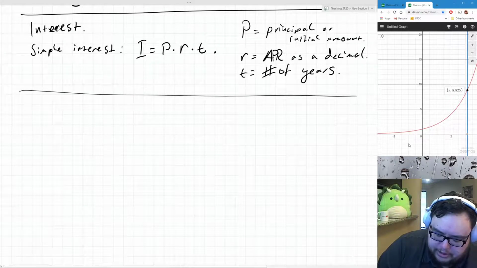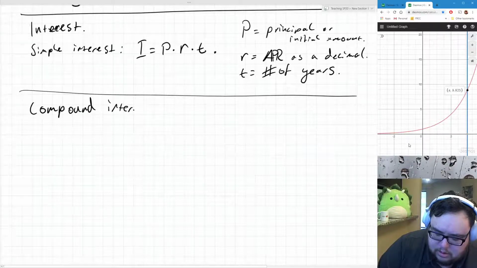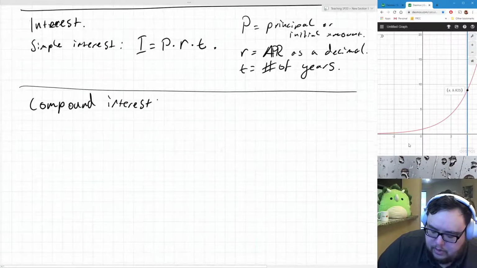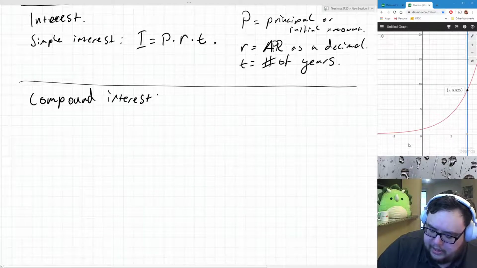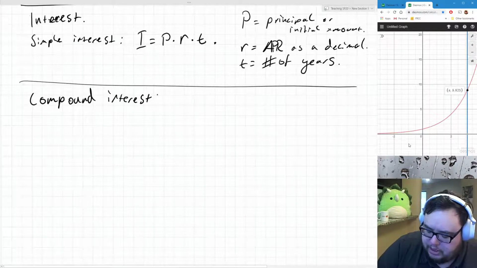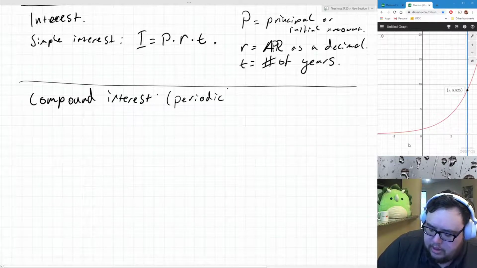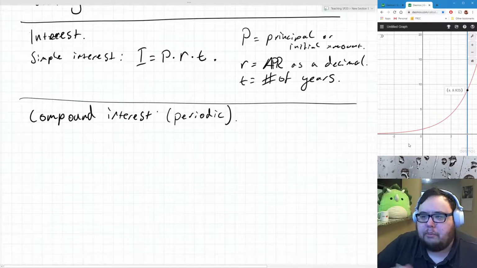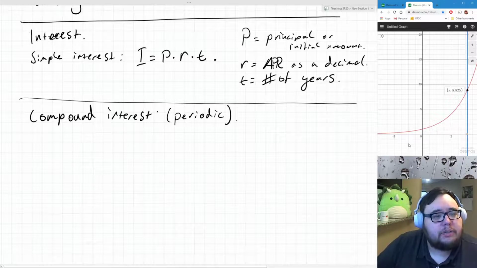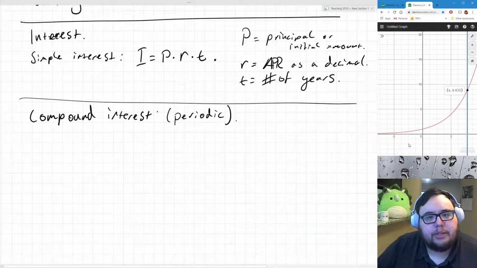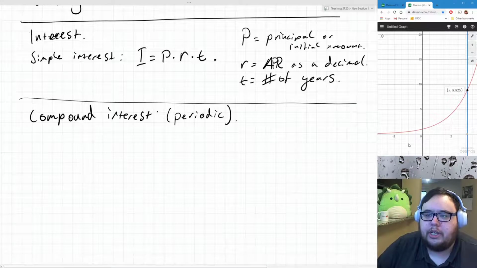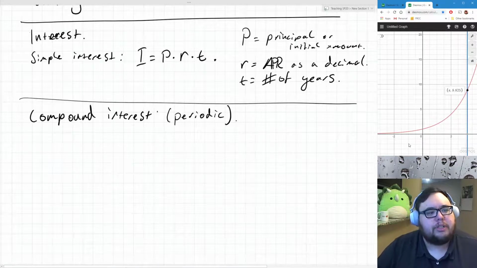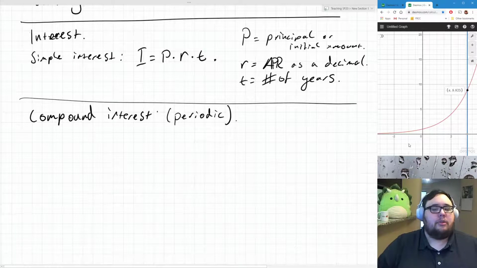For compound interest, we have the type of compound interest that we typically find, which is periodic compounding interest. When I say periodic compounding interest, I mean that it's compounding interest that compounds every blank period. In a lot of situations, this is typically monthly compounding interest. Sometimes you see quarterly compounding interest. Sometimes you see yearly compounding interest. But basically, it's how long does it take to compound.